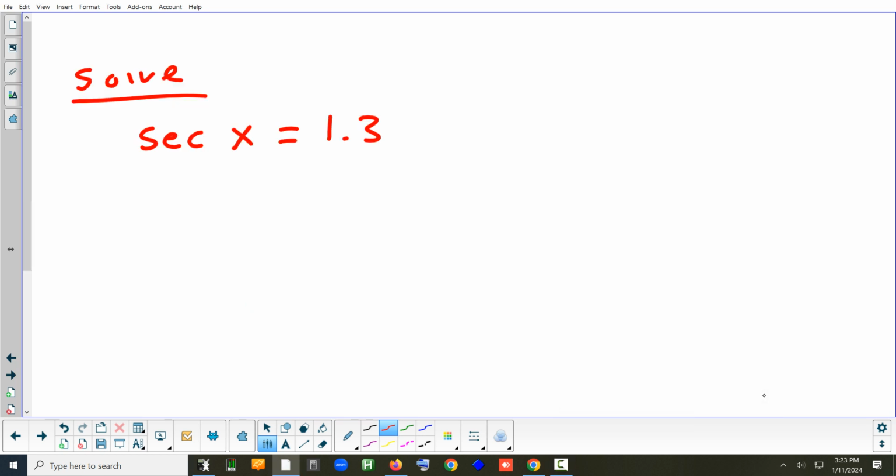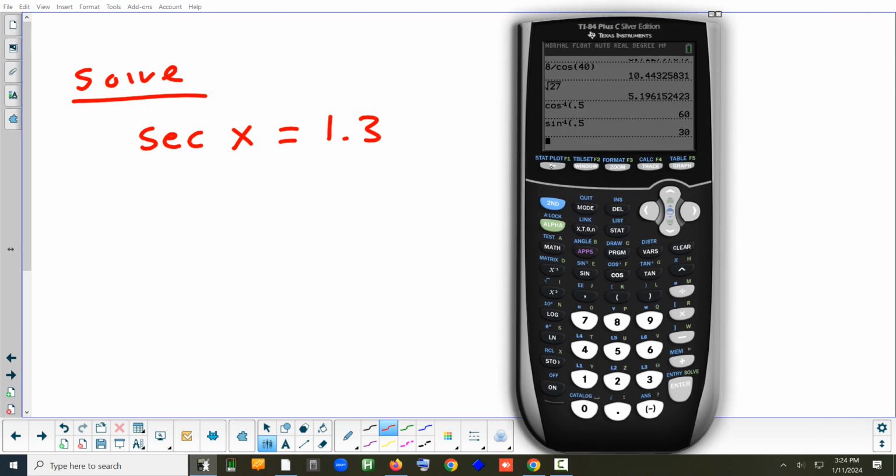All right, so this one is solving a trig equation. And we can do it a couple ways. We can do it the way we learned today, we can use the ASTC diagram, or we could also graph it. Let's do this one graphically. So to graph it, what would we put in y1? 1/cosine. Yep. We're going to put 1 over cosine.